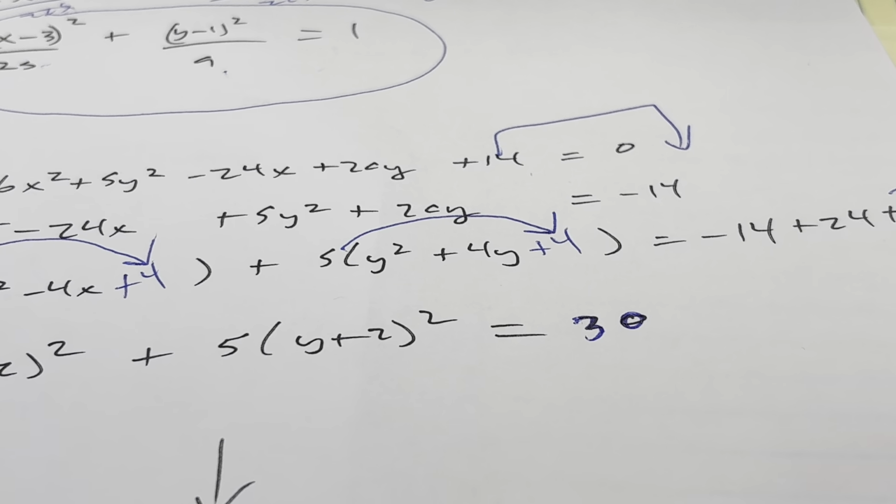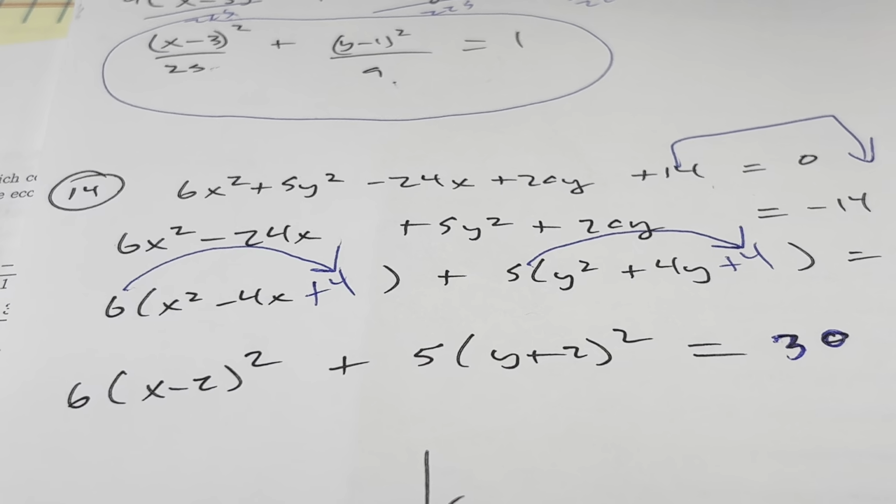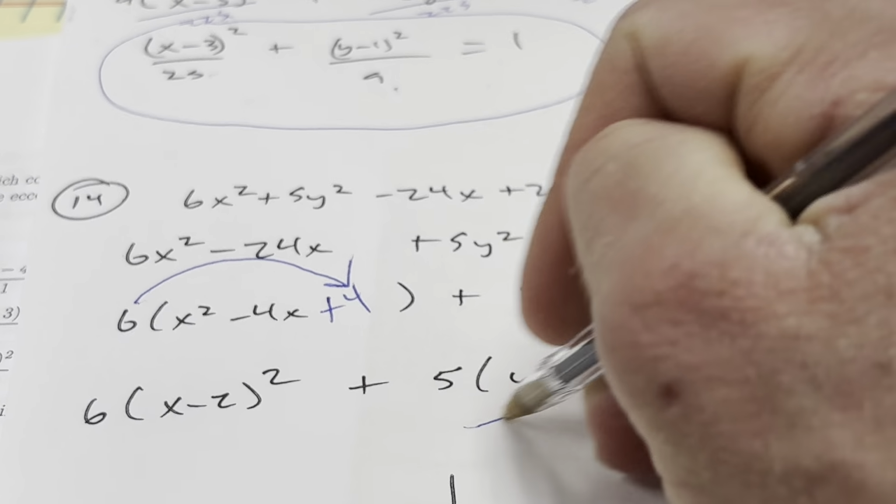Okay, so again, I can't have it set equal to 30. I need it set equal to 1. So I'm going to divide everything by 30.